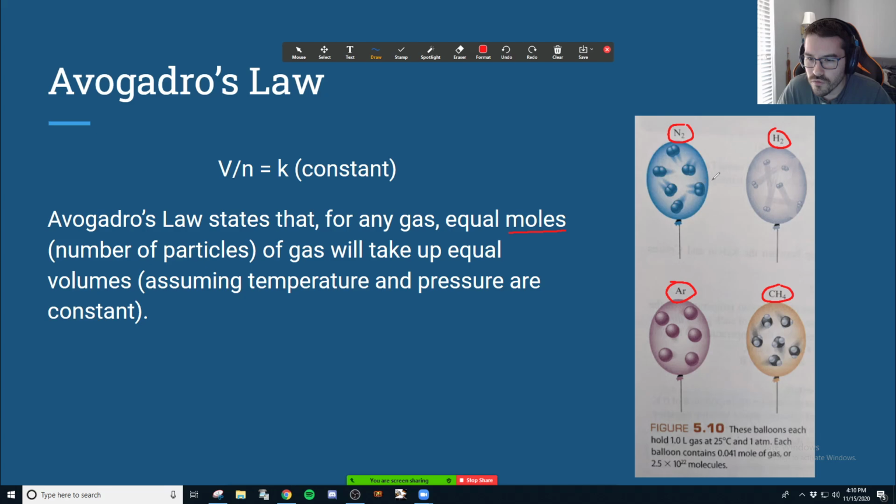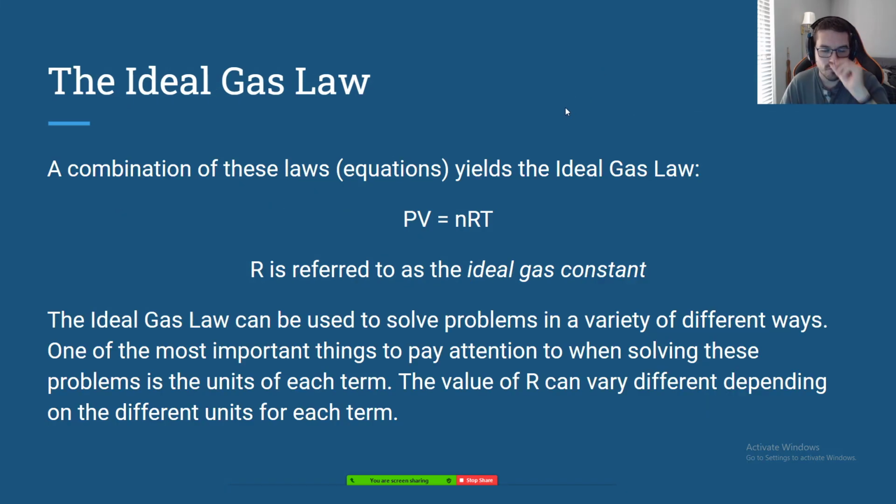And so you can see the representation here. Let's say each particle here is like 1 mole. If we have 6 moles in each balloon, each is going to take up the exact same amount of volume, assuming that the temperature and pressure are the same amongst all the balloons. So it doesn't matter what the gas is, that number of particles is going to take up that amount of volume regardless of the gas or substance. All right, and that brings us to the final slide here, the ideal gas law.